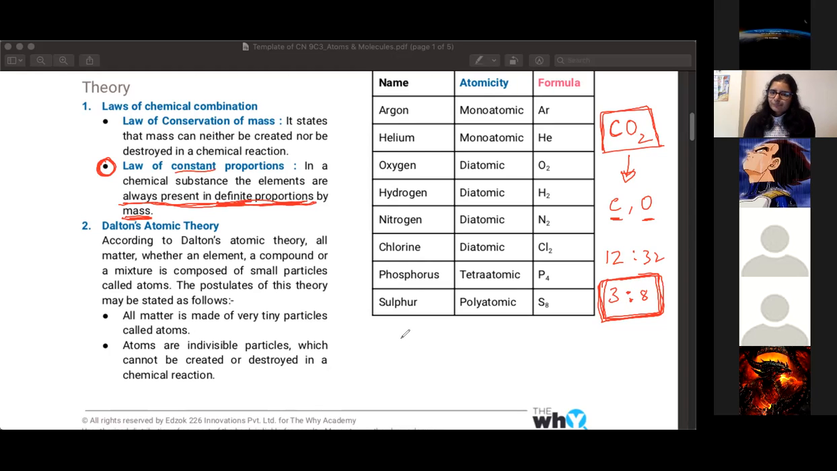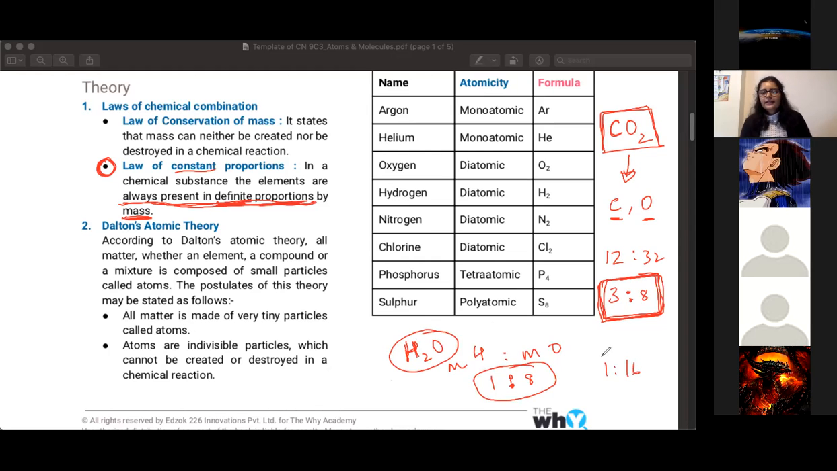Hydrogen and oxygen. H2O. Correct, hydrogen and oxygen, and Swayam said, yeah, it is H2O. So always in water, if you compare the masses of hydrogen versus oxygen, the ratio is always going to be 1:8. If this changes, if it happens to be 1:16 or something else, then it is not water anymore. It's a different compound. So that's what this law states.